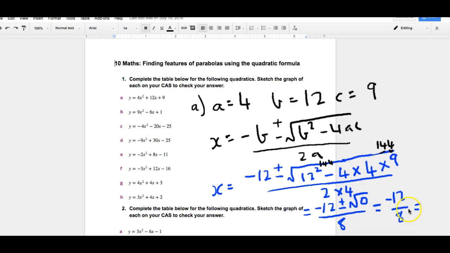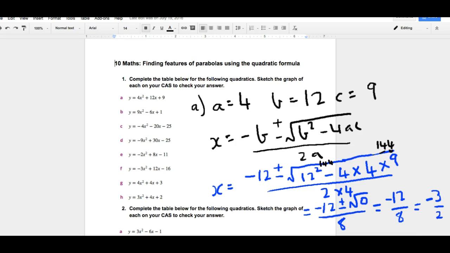You can leave it as an improper fraction, it's probably better, or you can put it as a mixed number. So 12 over 8 becomes 3 over 2, negative 3 over 2. So we only have one solution for this one, which is negative 3 over 2.